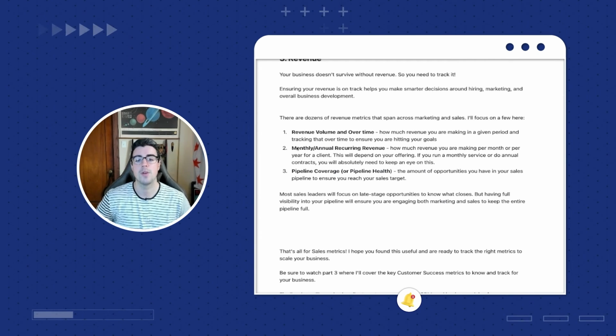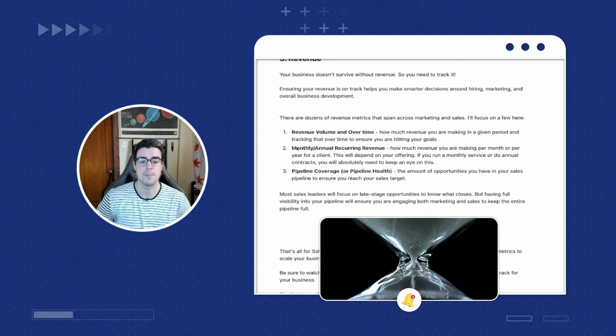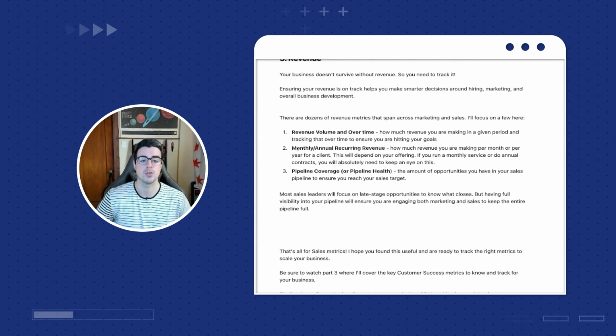The first is revenue volume and revenue volume over time. This is how much revenue you are making in a given period and tracking that over time to ensure you're hitting your goals. The same with deals. If you see it going down or up, you should investigate as to why.